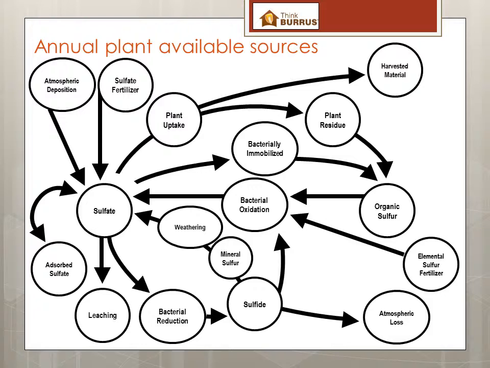Today we're moving on to how the plant gets sulfate. Where do those sources of sulfate originate? Where does sulfate come from? What supplies that plant available sulfur in the soil? These colored dots represent those original sources for sulfate. We do have atmospheric deposition and fertilizer, but we also have some other important and maybe less important sources of sulfate for the plant.